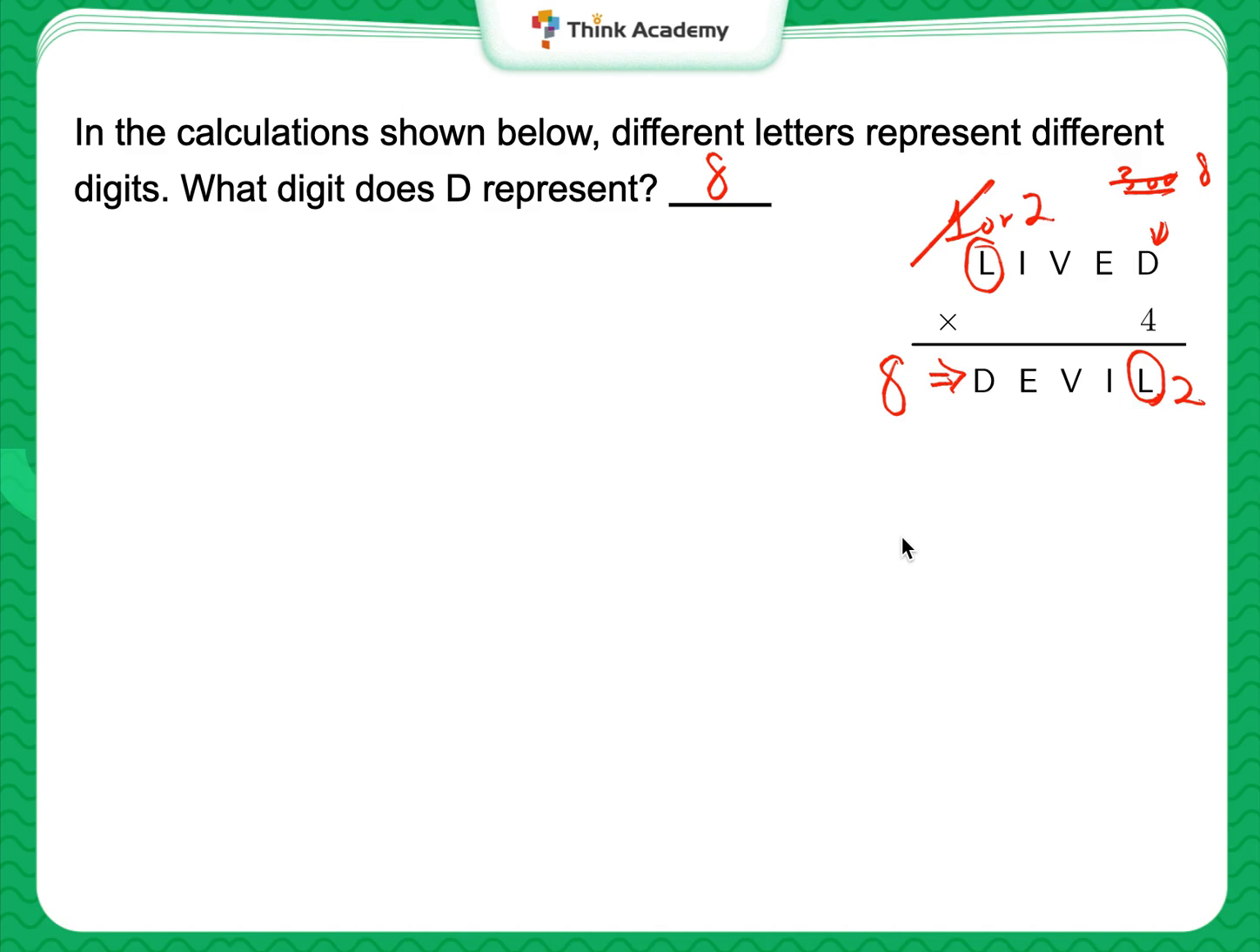And of course, if you're interested in trying the remaining digits, feel free to do so, but the question is just asking you what D is, so you can definitely stop right there. All right.